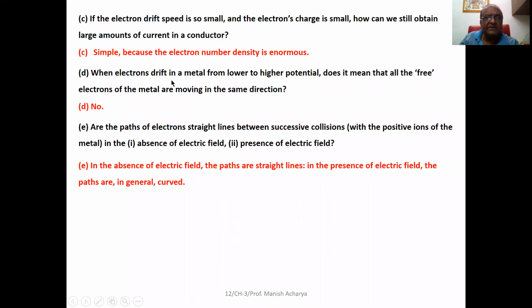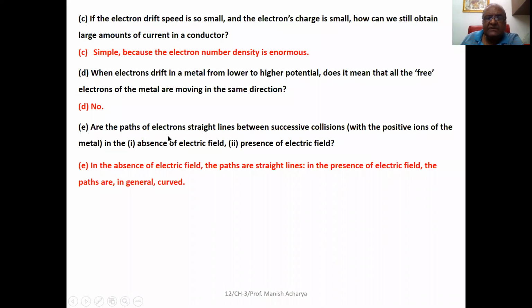D. When electrons drift in a metal from lower to higher potential, does it mean that all the free electrons of the metal are moving in the same direction? No. If any electron suffers a head-on collision with an ion, then it rebounds. So not necessarily all the electrons are moving in the same direction.